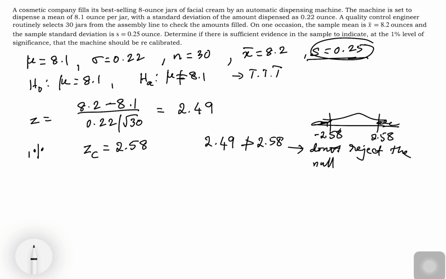What does the null hypothesis say? Null hypothesis says that the mean is equal to 8.1. So do not reject means we are going to accept the null hypothesis. So that means to say that we need not recalibrate.